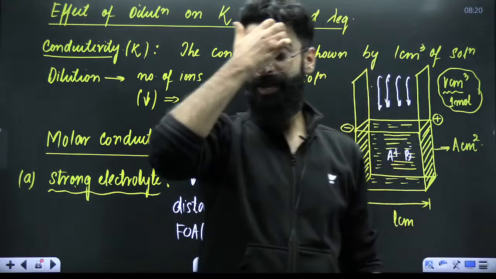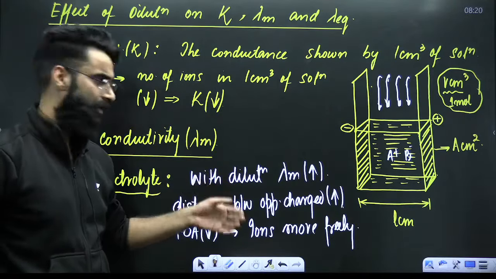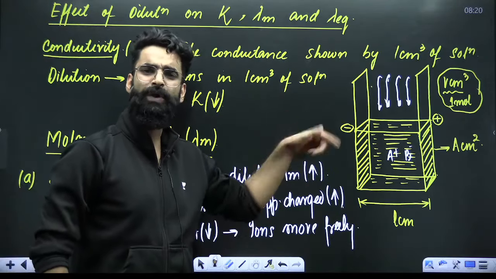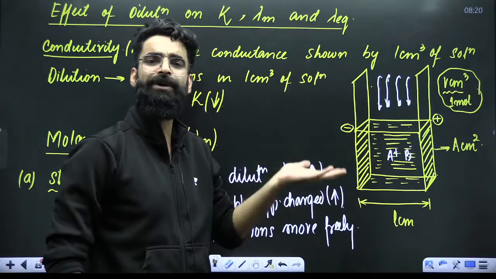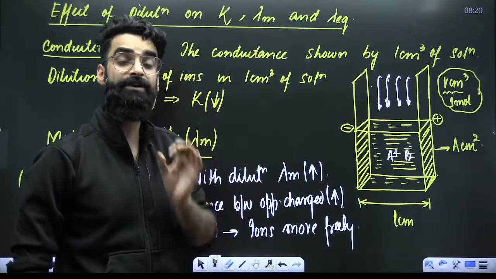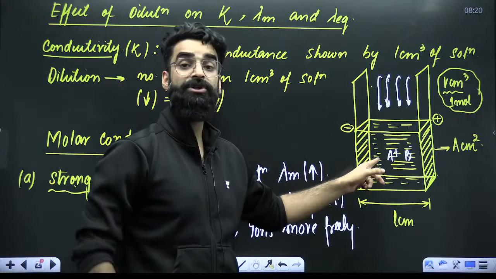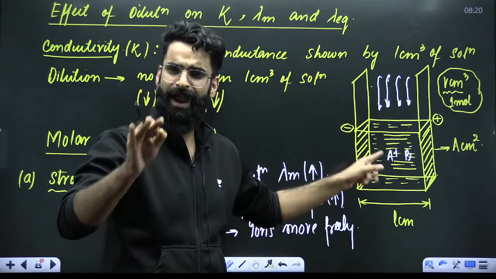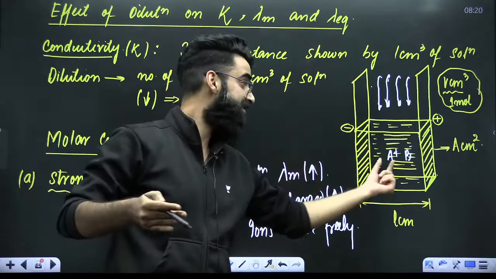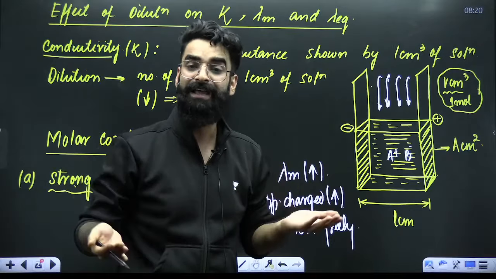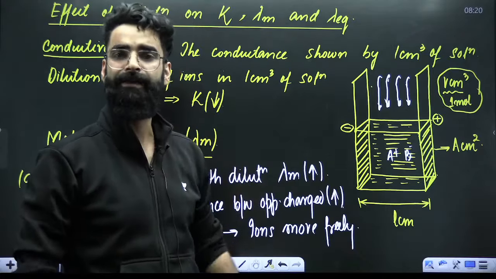Yeah. Now, my dear students, as I told you, with dilution, molar conductivity increases. It keeps on increasing. If I keep on doing the dilution, if I keep on adding the solvent, molar conductivity of this solution will keep on increasing. And my dear students, there will be a time when this particular solution shows maximum molar conductivity. That is when the distance between the ions will be infinite, at that time, there'll be no force of attraction between the ions. At that time, ions can completely move freely.